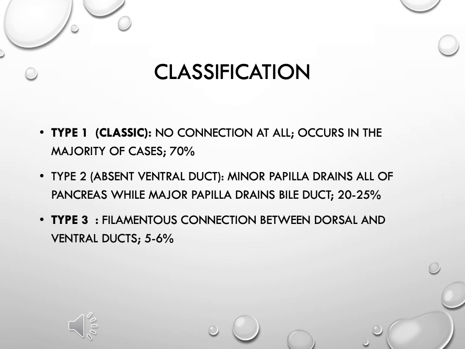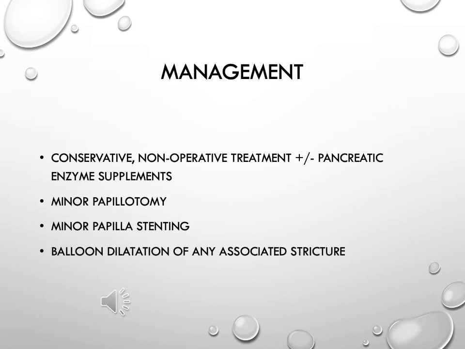Classification of pancreas divisum: type 1, which is the classic type. Here there is no connection at all between the dorsal and the ventral pancreatic duct. This is the most common type, 70% of cases. While type 2, absent ventral duct, the minor papilla drains all the pancreas through the dorsal pancreatic duct, while the major papilla drains only the bile duct with no pancreatic enzymes. Type 3, there is only a filamentous connection between the dorsal and the ventral duct. This constitutes 5 to 6% of the cases.